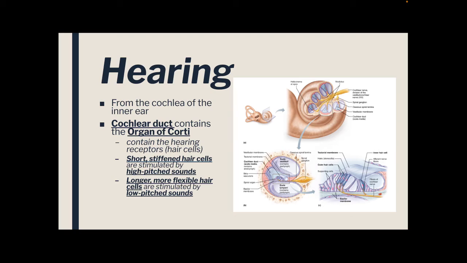Inside the cochlea, you have a membranous labyrinth called the cochlear duct. Inside the cochlear duct, you have something called the organ of Corti. Now, the organ of Corti has little hair cells. They're not actual hair like you have on your arms or your head, but they're cells that look like tiny hairs, and they act as hearing receptors. The short hairs inside of the organ of Corti are going to be stimulated by high-pitched sounds. The longer hairs in the organ of Corti are going to be stimulated by low-pitched sounds.